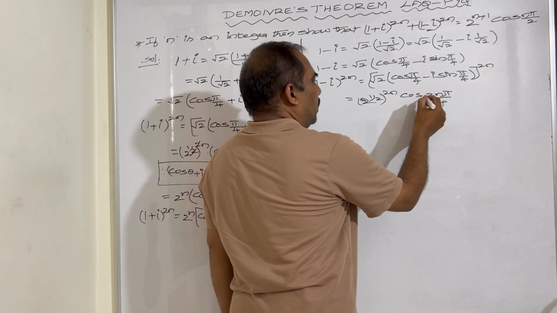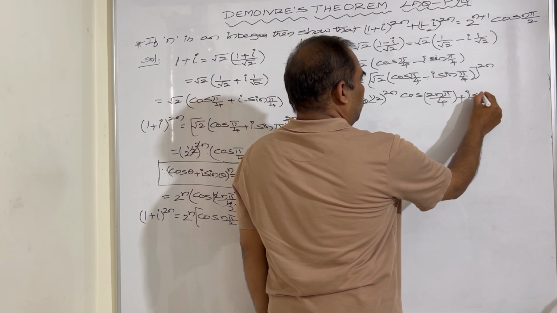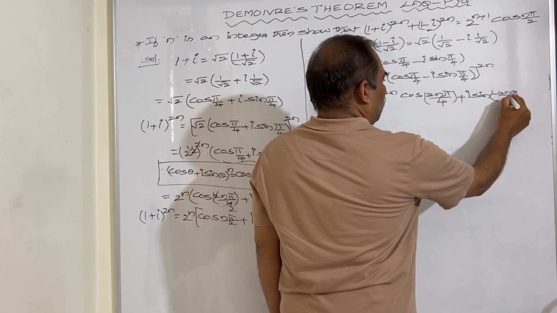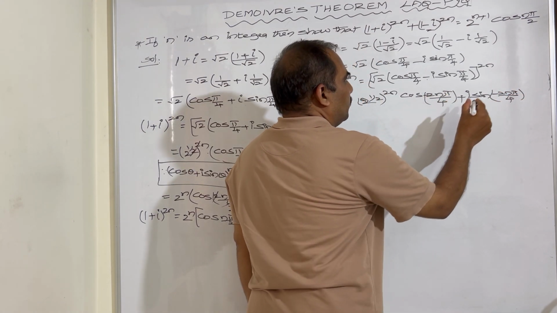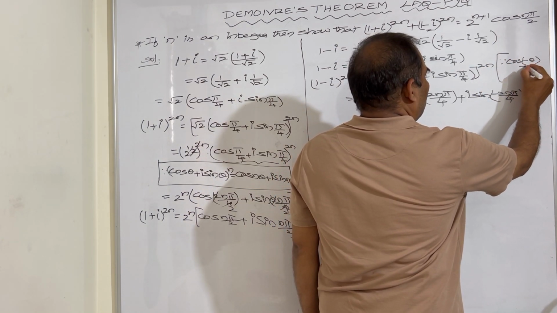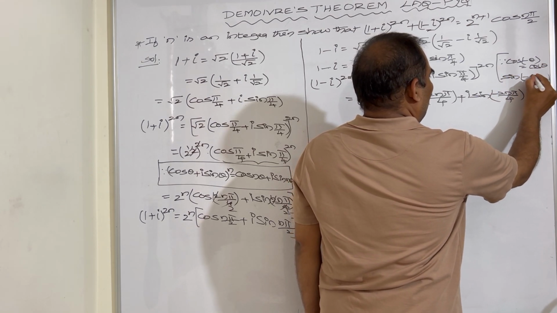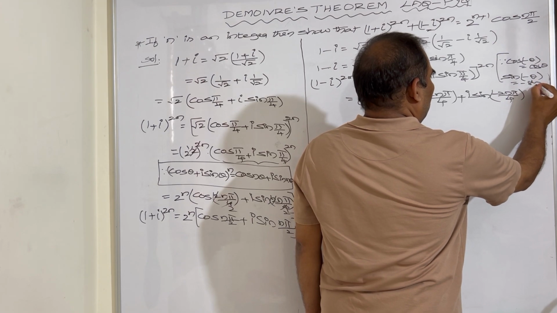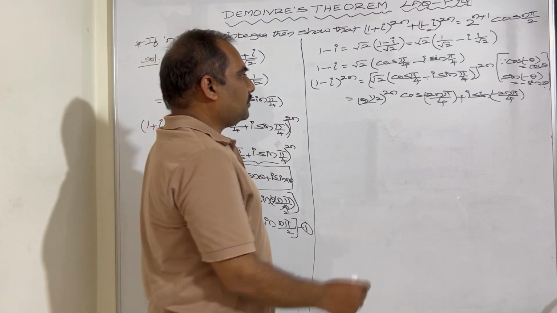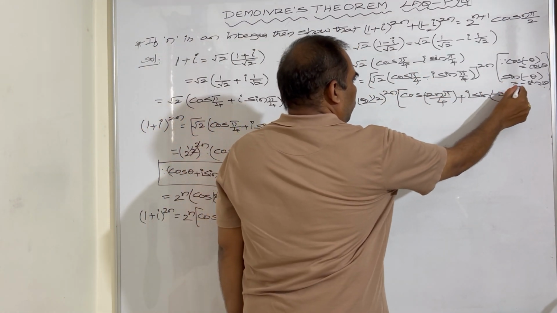and also here plus i into sin of minus 2n pi by 4. You can keep minus here also. Why? Because cos of minus theta is always only cos theta, and sine of minus theta, we know, is minus sine theta. So it can be written as cos of minus 2n pi by 4 plus i sine of minus 2n pi by 4 when you apply De Moivre's theorem.